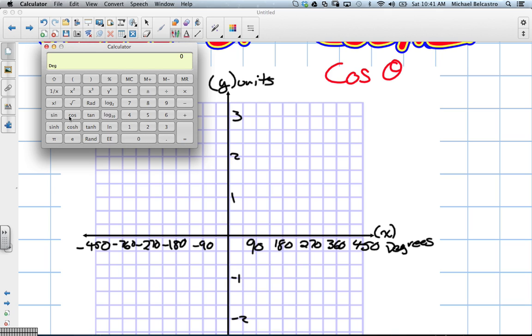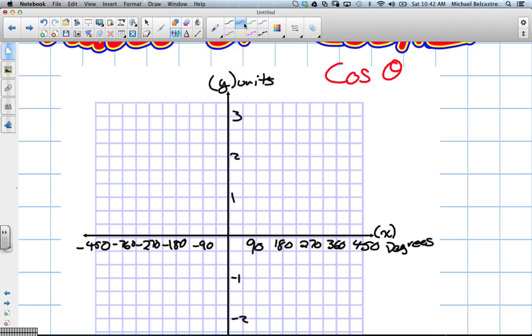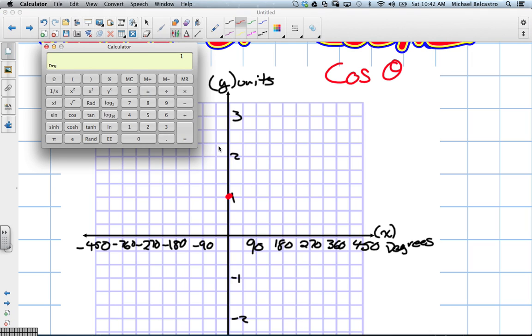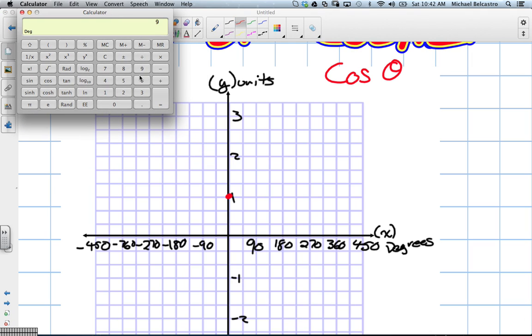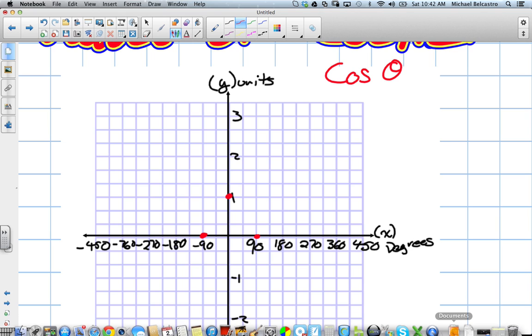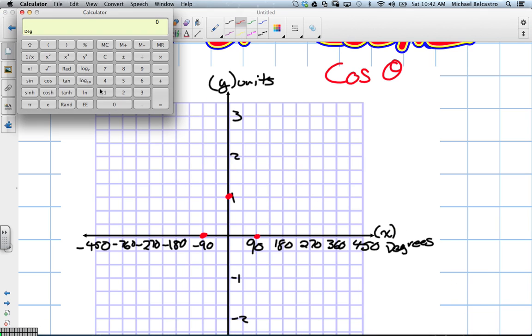So cos of 0 is the value of 1. So when x is 0, I know my y value is 1. So I'm going to start right here. Okay. From there, I always lose my calculator very quickly. Our cos of 90 is going to be 0. And let's try cos of negative 90. That's also 0. So in other words, what's happening is we're going down to 0 at negative 90 and 0 at positive 90. We'll keep the same thing.